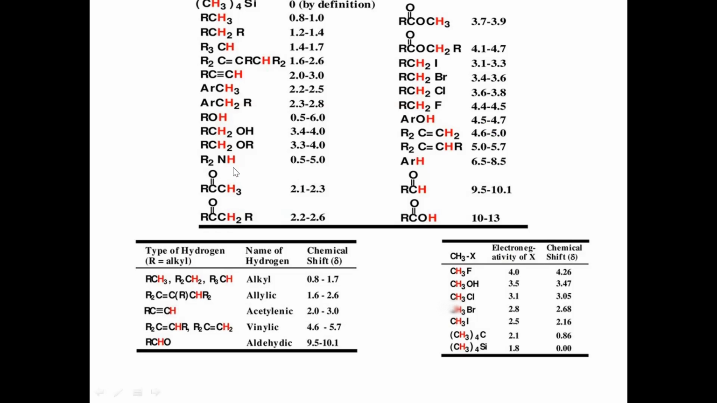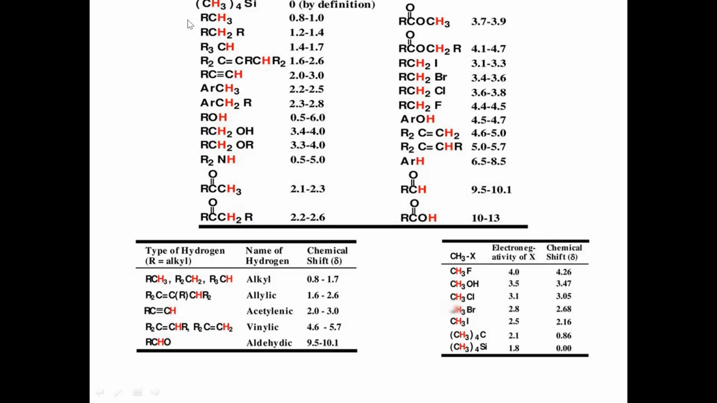Similarly you can see the amine. Amine will appear in 0.5 to 5.0. Then you can see RCOCH3. CH3 would normally appear at 1.2 to 1.4, but due to the presence of the CO, the chemical shift increases to 2.1 to 2.3. Similarly you can see this one, which will appear at 2.2 to 2.6.